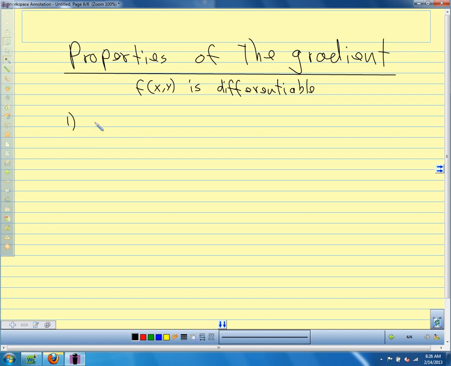Our first property: if del f of xy is 0, our gradient is 0, then the directional derivative is 0 for any unit vector. So if our gradient is 0, our directional derivative is 0 for any vector.